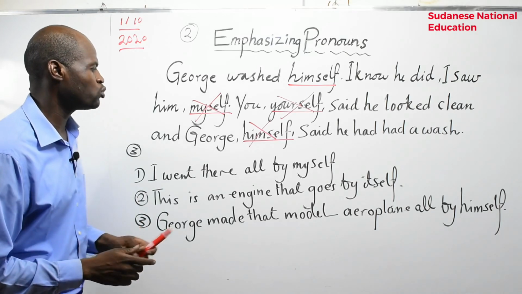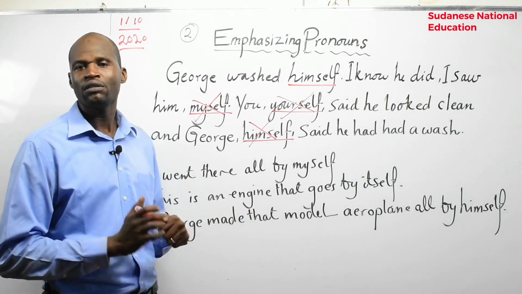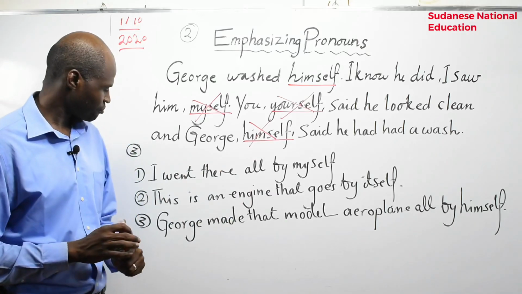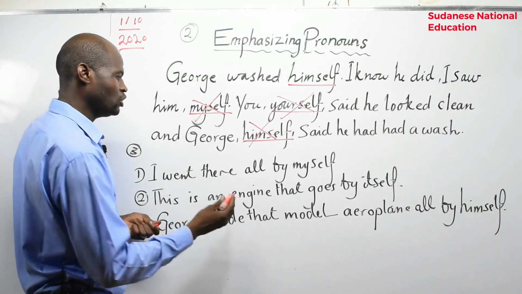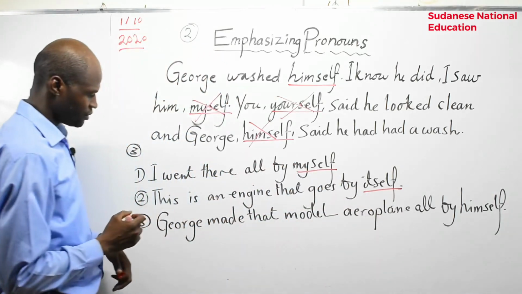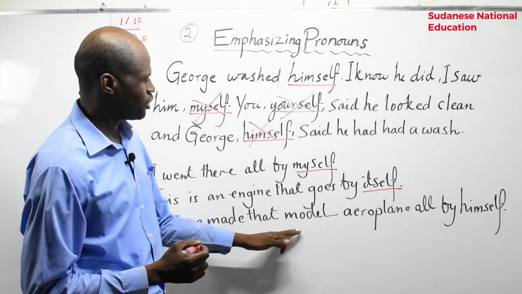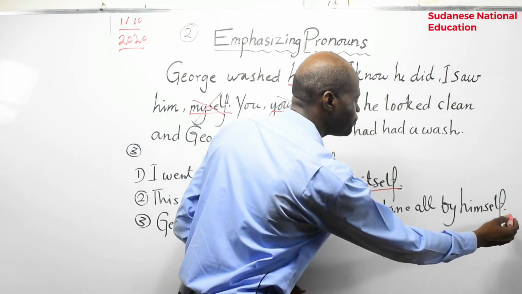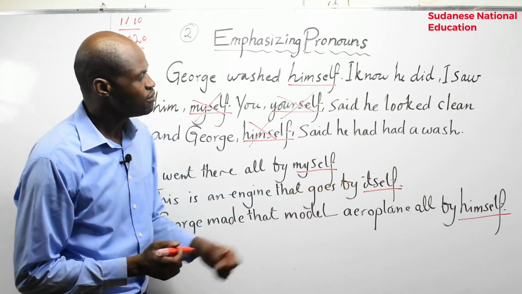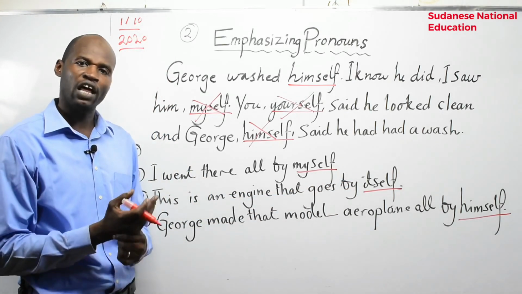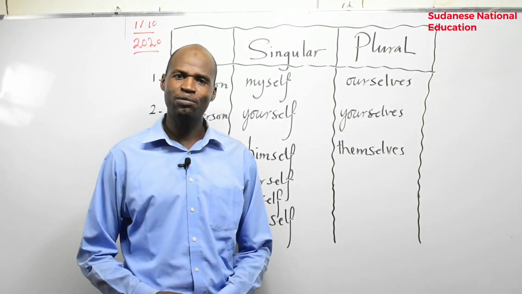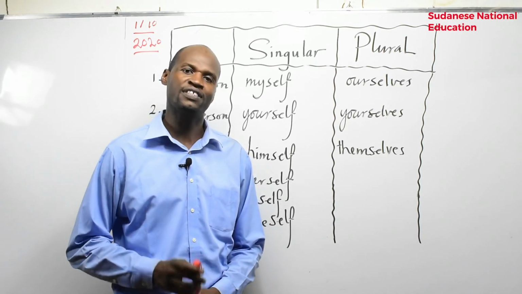Also, emphasizing pronouns can have the meaning of alone. In this case, we always find the word "by" with them. So here, for example: I went there all by myself. This is an engine that goes by itself. George made that model aeroplane all by himself. Here, myself, itself and himself have the meaning of alone, but you always find the word "by" with them.